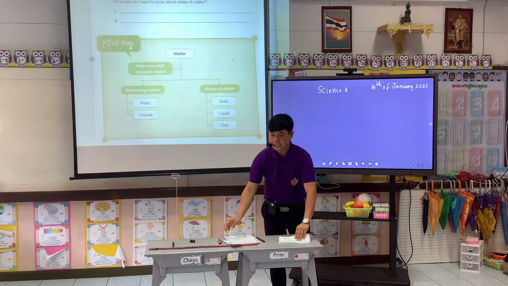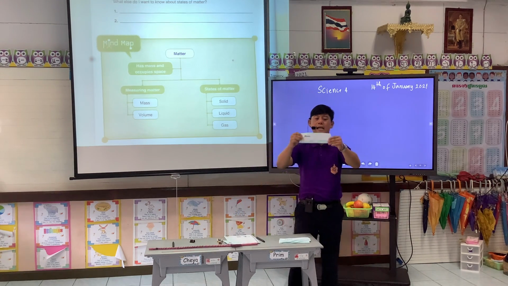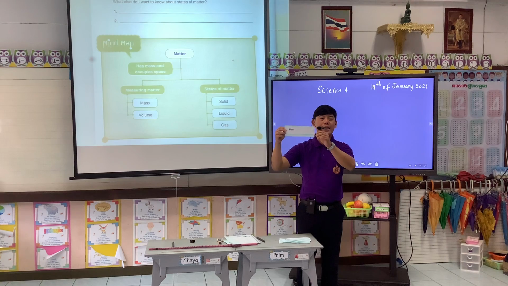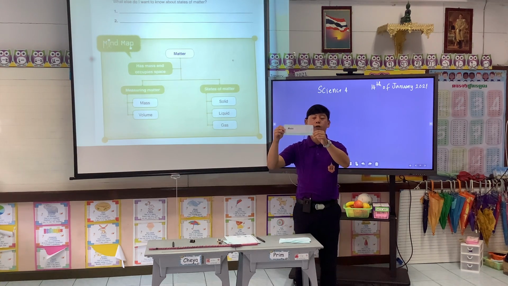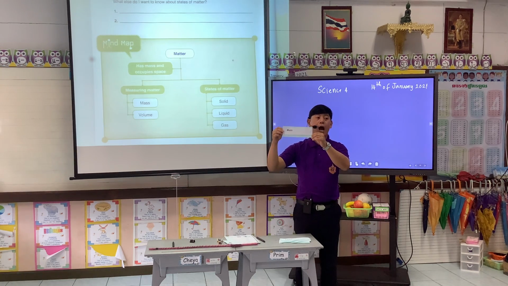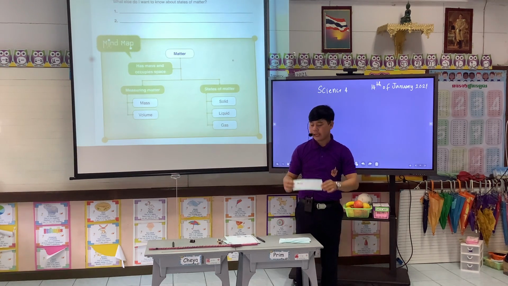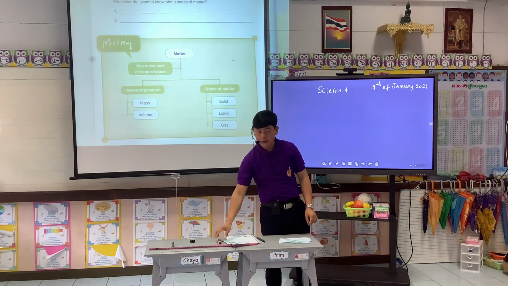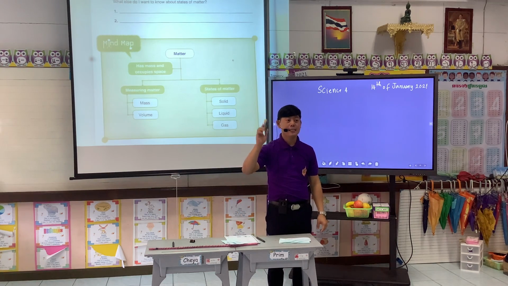Okay, the next word is mass. What is a mass? A mass is the amount of matter in an object. For example, a stapler has a mass.